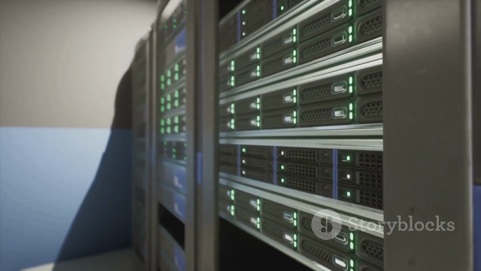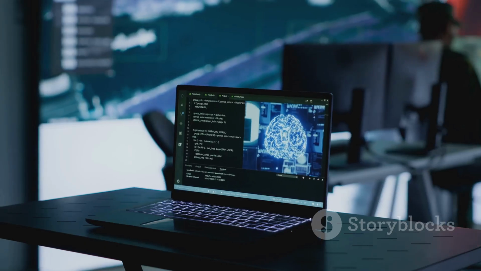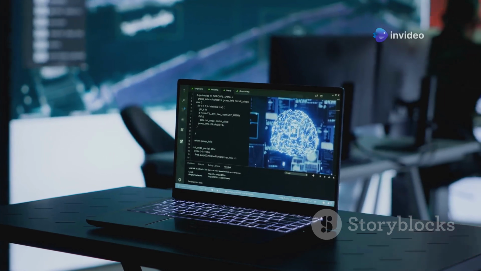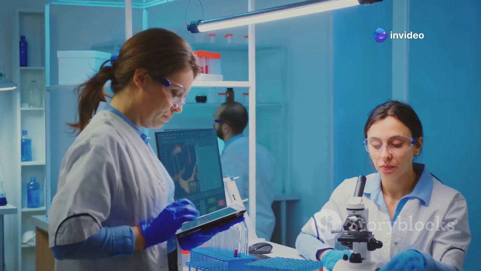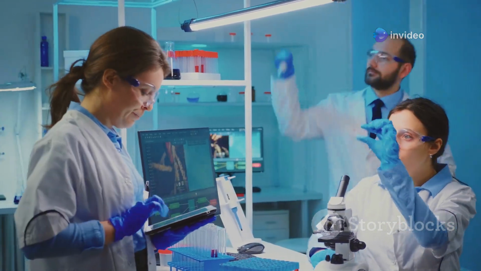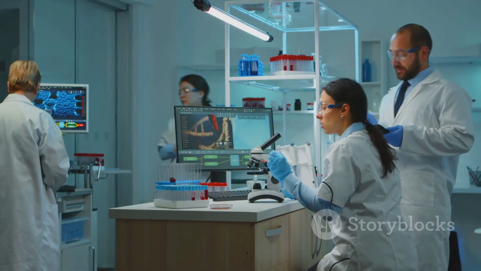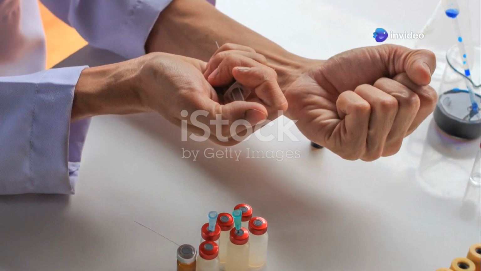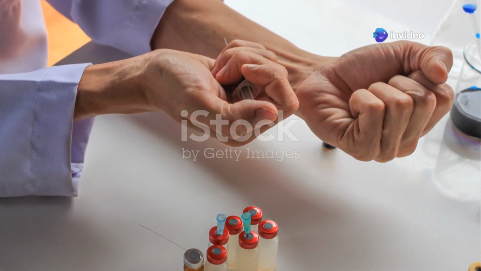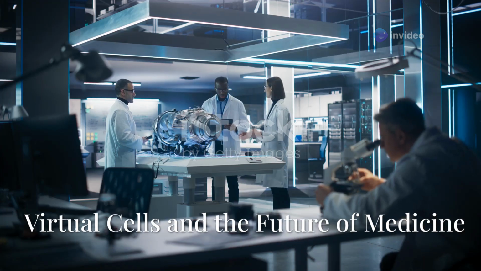Simulating the behavior of even a single cell requires enormous computing power. As we build more complex virtual cells, we will need even faster computers and more efficient algorithms. Finally, there's the challenge of validation. How do we know that our virtual cells are accurate representations of real cells? We need to constantly compare the predictions of our models with experimental data to ensure that our virtual cells are reliable tools for scientific discovery.